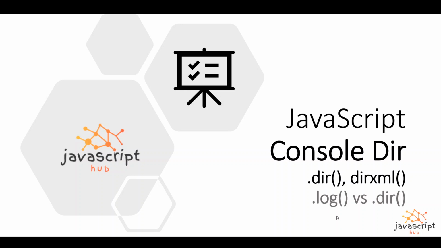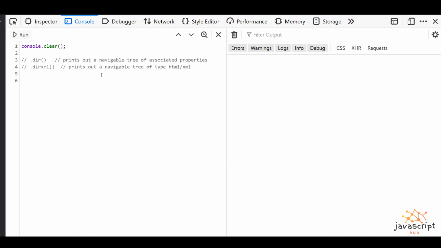Hey guys, I am back with another video on console dir, and we have a couple of methods available here: dir and dirxml. We are going to compare them additionally with the .log method function that we usually use inside our programming. So let's just see it in action. So dir, first of all, what is dir?